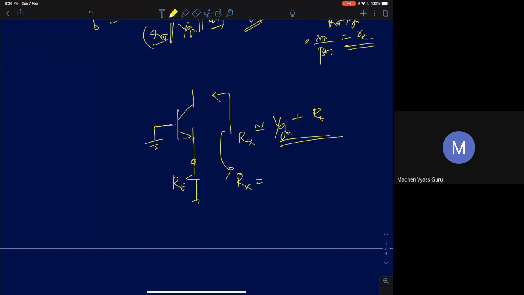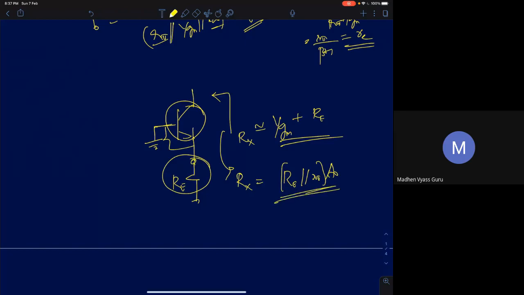What is this resistance? We derived this in the last class. What is the resistance? Whatever resistance is here, Re, that comes in parallel with R pi, multiplied by A naught of this transistor. Not R pi, it is A naught into Re parallel R pi.